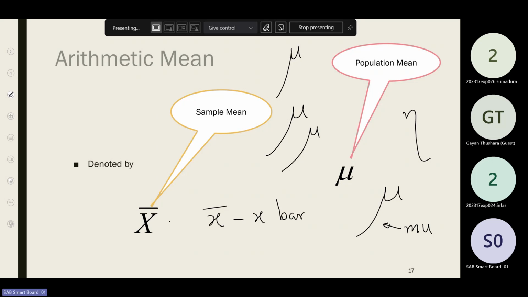According to the given data set, we have to identify whether we have population data or sample data, and accordingly we have to use the notation, whether it is mu or x bar.